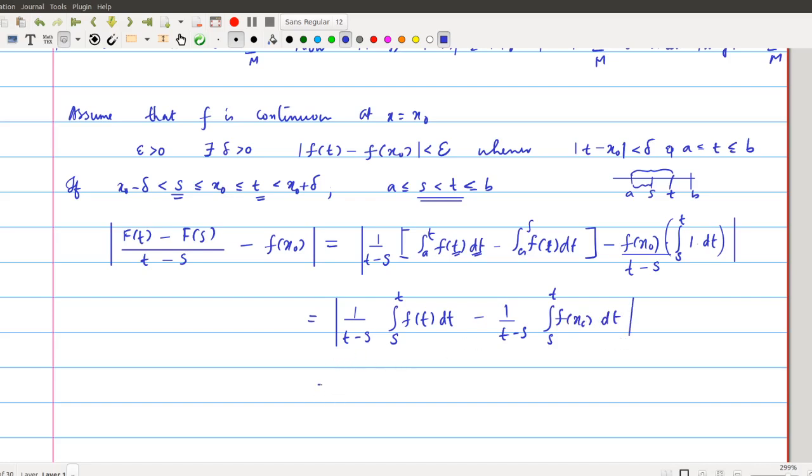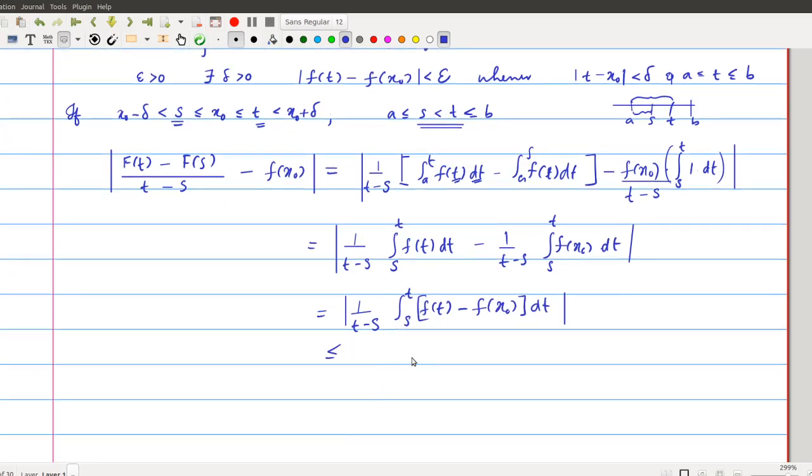Okay, so this will be the modulus. Now we combine these two integrals, then that becomes 1 by (t minus s) integral s to t of f(t) minus f(x naught), where this is f(x naught) dt. Now we know that the modulus of the integral is less than or equal to the integral of the modulus, so that will become less than or equal to 1 by (t minus s) integral s to t. Since this t minus s is positive, you need not write the modulus here. So modulus of f(t) minus f(x naught) dt, the integral of the modulus.